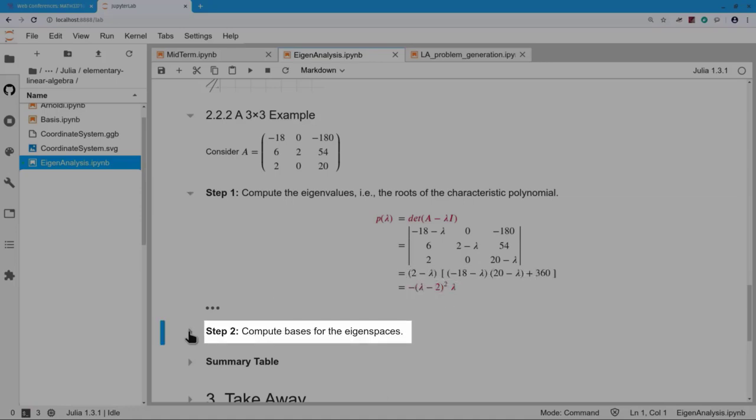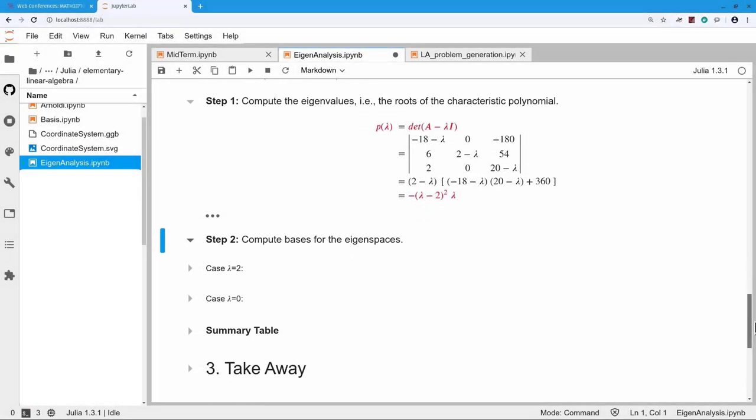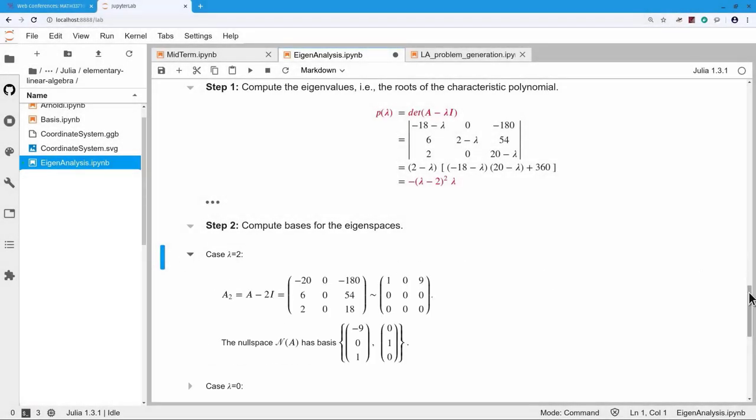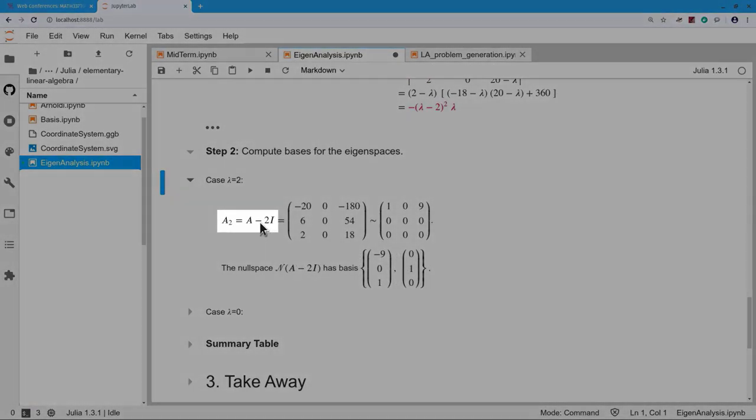Now that we have the eigenvalues, we're going to compute the eigenspaces. So again, we have two cases, the case lambda equals 2 and the case lambda equals 0. Let's start with lambda equals 2. The computation proceeds by subtracting 2I from the matrix A, which leaves us this matrix here. So now I see a missing pivot right away. And indeed, when I do Gaussian elimination, I actually see that I have two missing pivots. And therefore, my null space has two free variables associated with it, so two basis vectors. And the ones I computed are right here. This is a basis for the null space.